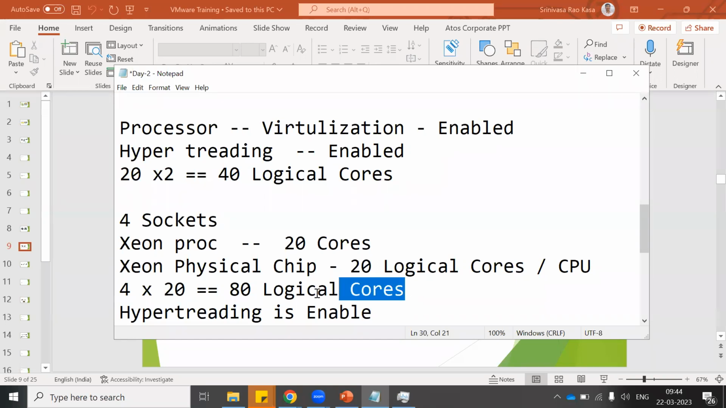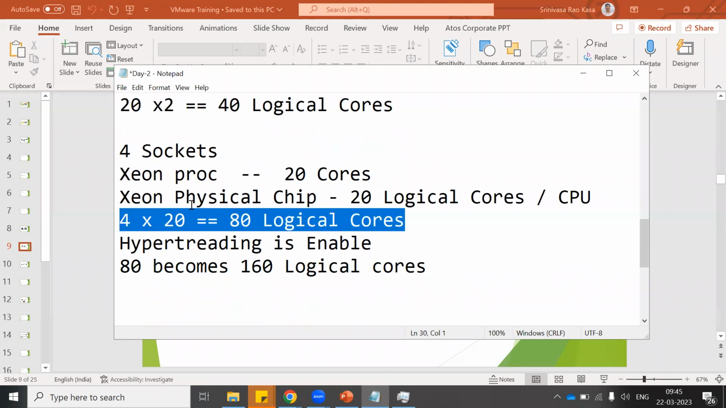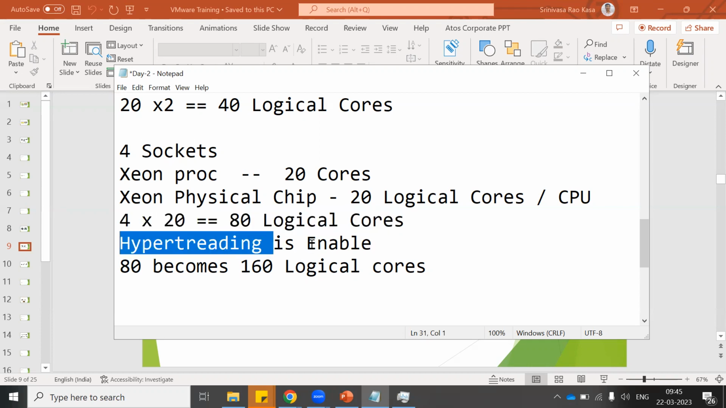Once 80 logical cores are available, this is according to the processor configuration. There is one more configuration parameter. By default, each processor supports hyper-threading, enabled by default. If you enable hyper-threading in the motherboard BIOS settings under processor, this hyper-threading option will be there. Some motherboards won't have any option available, and some will. If it is available, I can enable or disable it.